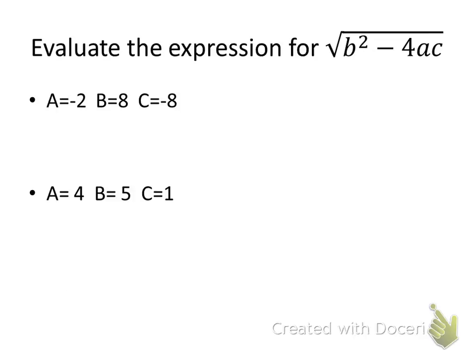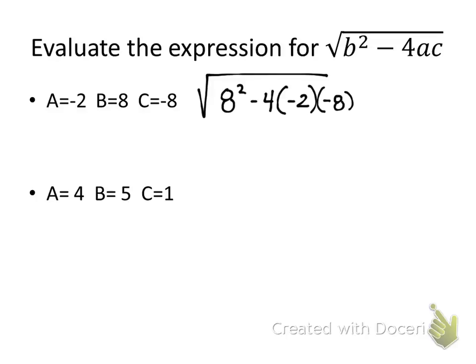So then the next 2, it says evaluate the expression for b squared minus 4ac. So this is a formula that they will give to you, okay? And you are just going to plug in the numbers and simplify it. So we're going to have our radical here, and then I've got 8 squared minus 4 times negative 2 times negative 8. So then I'm just going to simplify. I'm going to do 8 squared first.